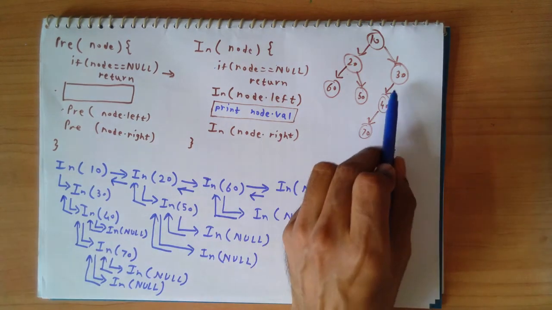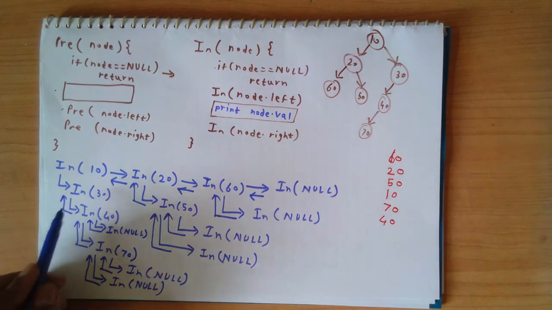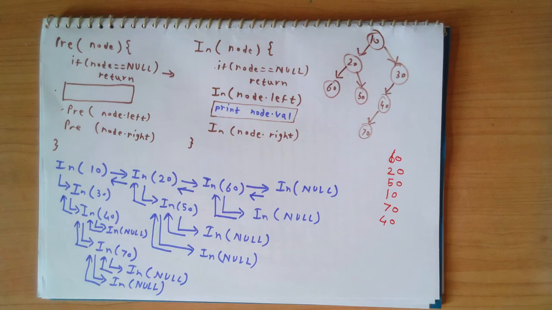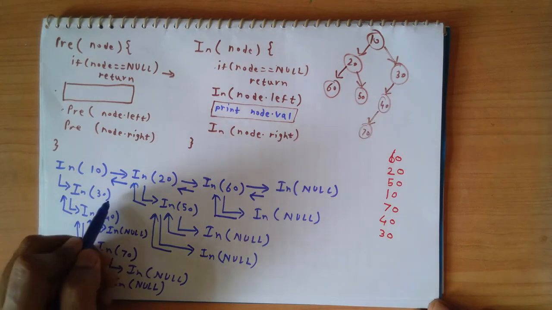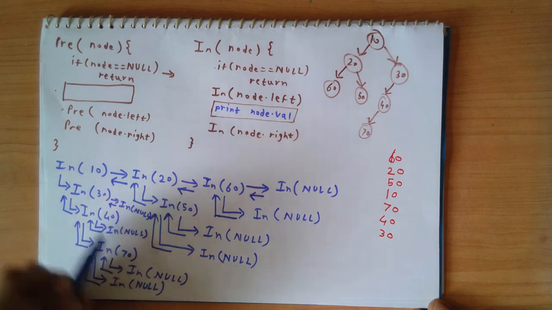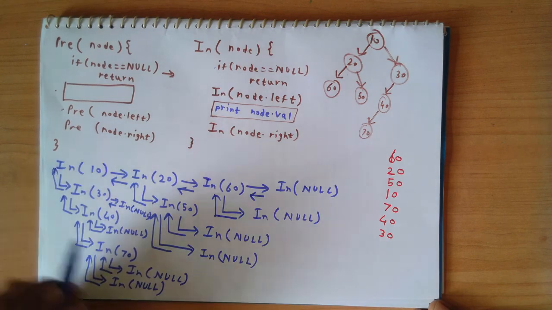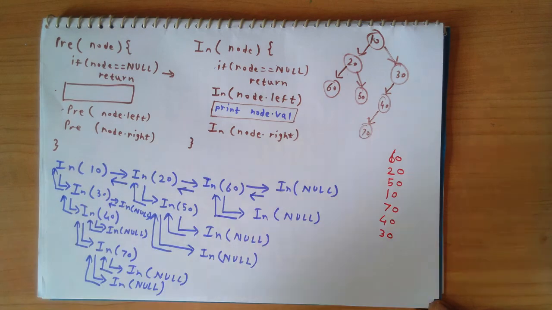And I had come to 40 as the left child of 30, so I have to first print the contents of 30, right? Because I just finished the left subtree, now I have to print the contents. So I'll print 30, and then I have to do in order traversal on the right subtree of 30, which is null, so I will call in order traversal with null and then simply return back to 30. That completes the function call for 30. I'll return back to 10 and I'll come to 30 as a right child of 10. So that also completes the call for 10 and then I'm done with my in order traversal.